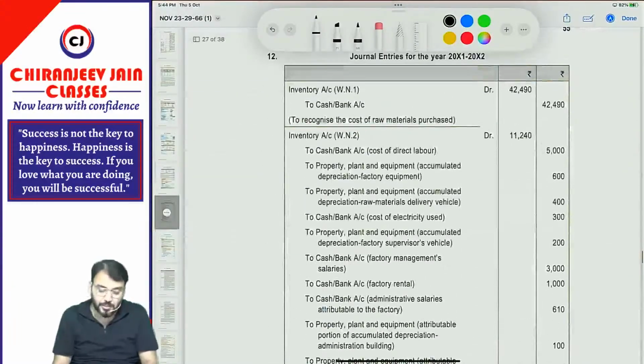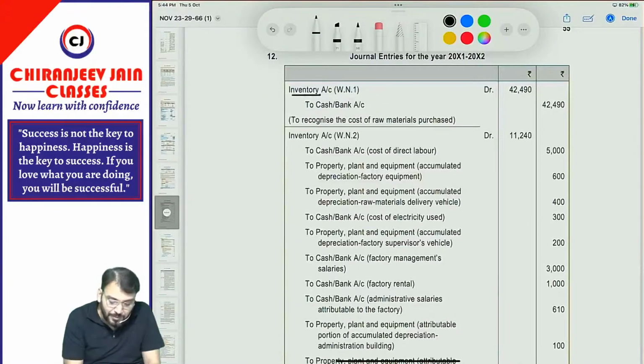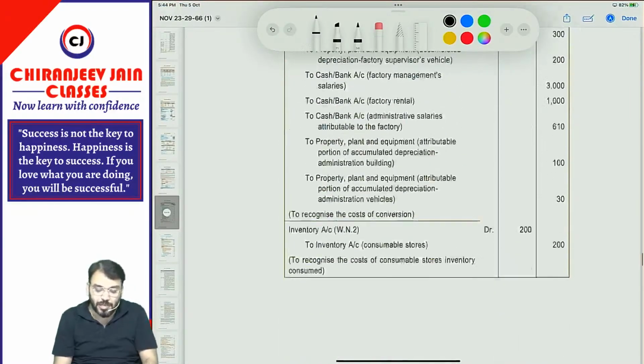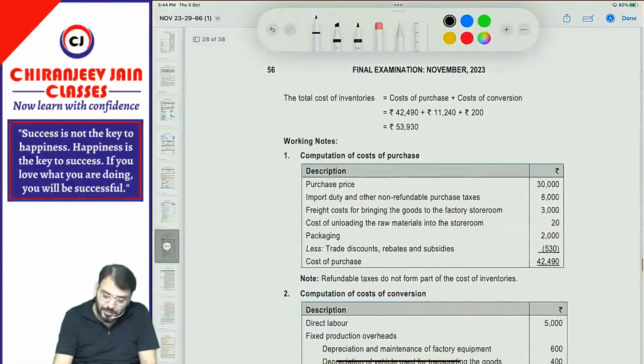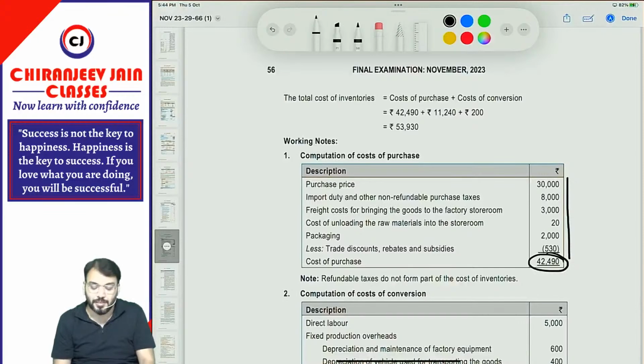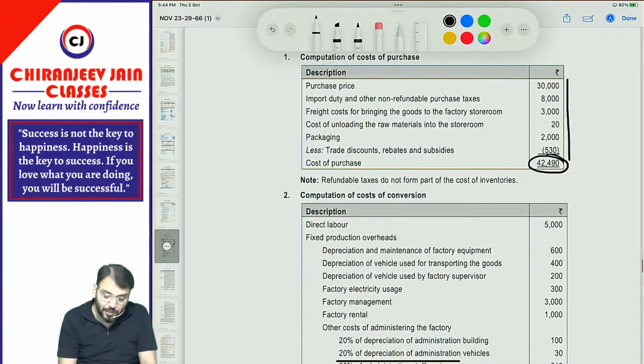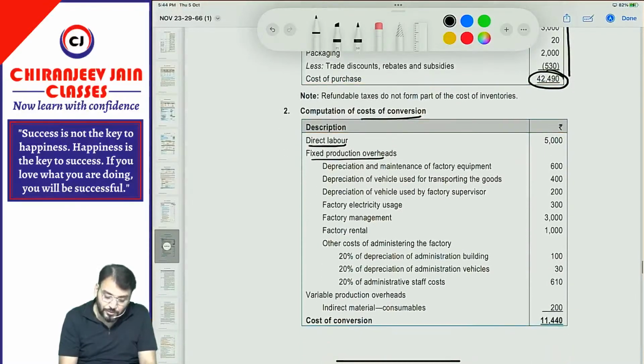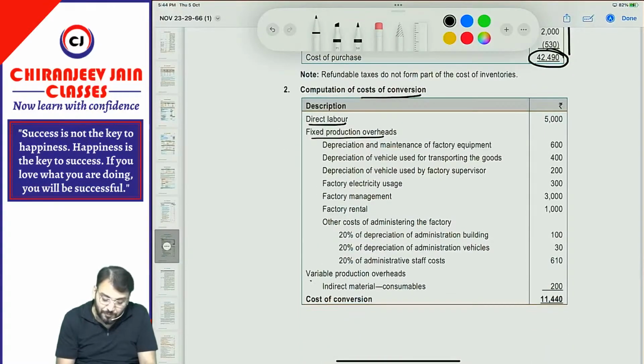You can see the first journal entry they have done: inventory account debit to cash or bank with the cost of purchase. Cost of purchase we already calculated. Everything I have said has been added, and this becomes cost of purchase. Then they have calculated the cost of conversion: direct labor, fixed production overhead, and then variable production overhead, indirect material, consumable.